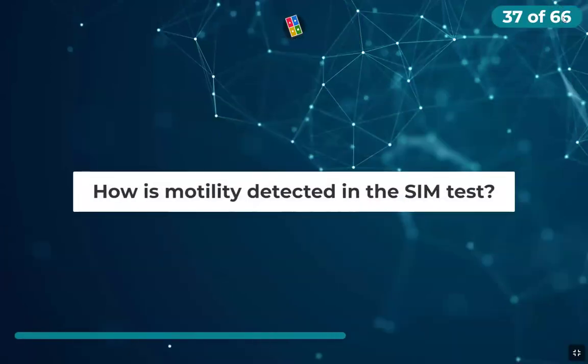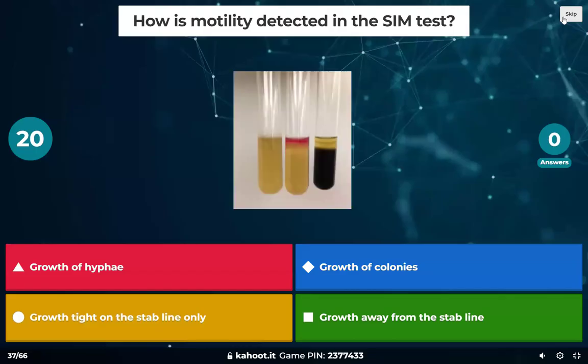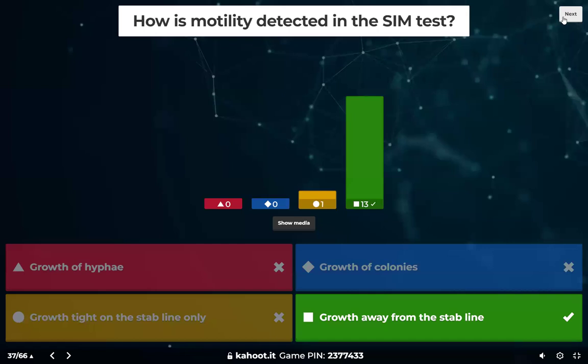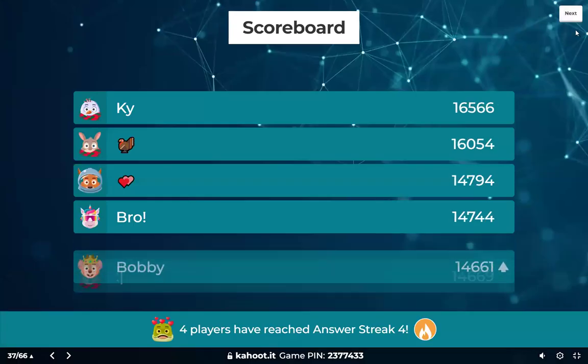All right, how is motility detected in the SIM test? If we look at these pictures here as well, do these tubes look like they have motile or non-motile organisms? Motile, yeah, we don't see that clear defined stab line that we usually see with non-motile. So we have growth away from those stab lines. It's either going to be foggy in the media, or you'll actually see the growth away from the stab line, or you might not see the stab line anymore, but there's clearly bacteria.